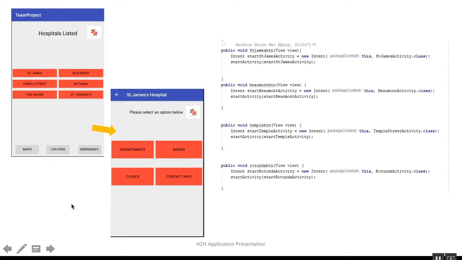Here in this part of the app, when a user clicks a hospital button, they are brought to a page which shows the 4 different options. You've got departments, wards, clinics, and contact info. This is done by an on-click intent, which is stored in the button, which will start the new activity, as shown in the code here on the right.